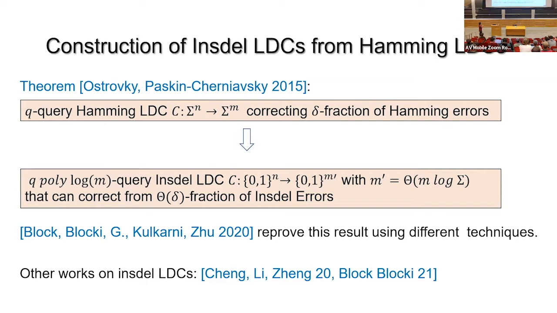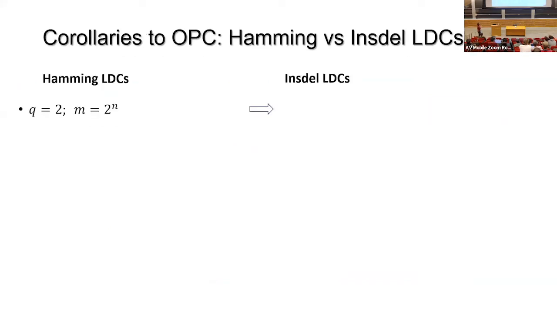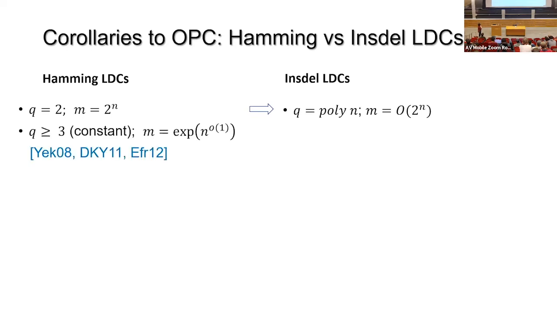Okay, so rate and distance just blow up by a constant factor, but we get a polylog here. So in terms of transforming the Hamming LDCs that we know of at this point into insdel LDCs, we get the following kind of bounds. So for Q equals 2 queries, we know the Hadamard code. It has exponential length. We get codes of polylog query complexity and again, exponential length. Is that interesting? It's very non-interesting.